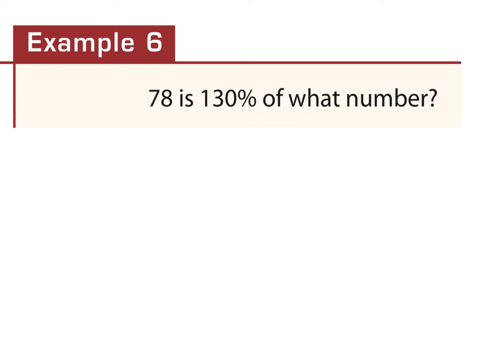78 is 130% of what number? All right? So we're going to set it up as an equation. 78, well, that is just a number. That's going to be equals. Is always equals. How do I write 130% as a decimal? 1.30. Yeah, so 1.30. Move it over two places.